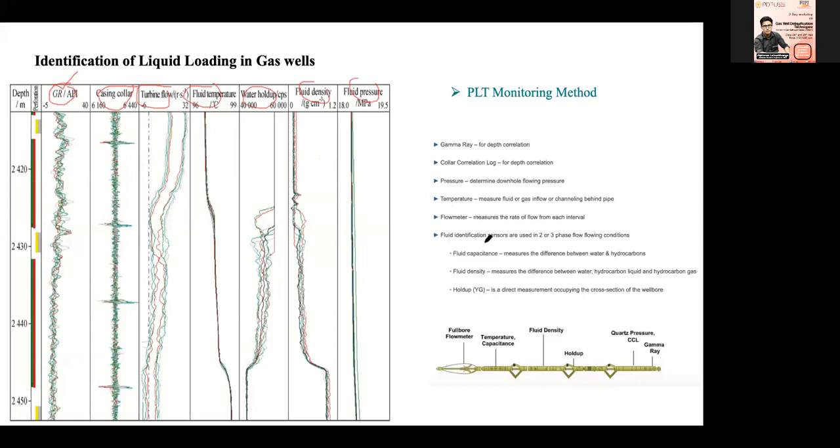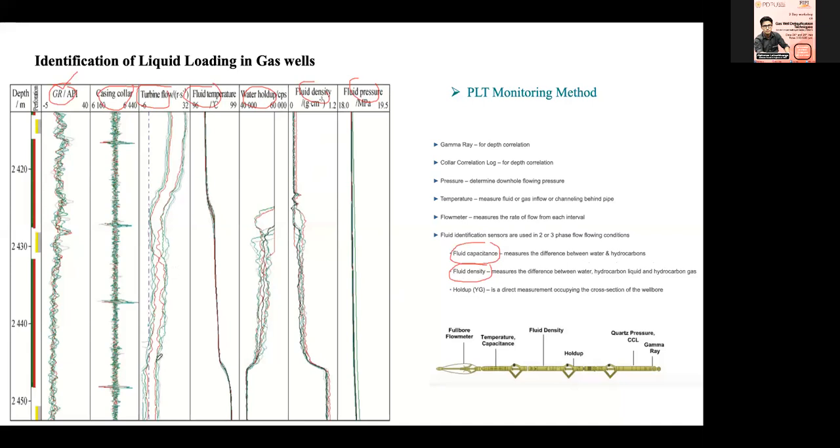You also have the fluid capacitance and the fluid density. Fluid capacitance will measure the difference between the water and the hydrocarbons, and your fluid density will measure water, hydrocarbon, liquid, and gas. From these two, you will be able to find out the water holdup. So this production logging tool will be able to identify whether you are producing 2-phase or 3-phase flow in the production interval.